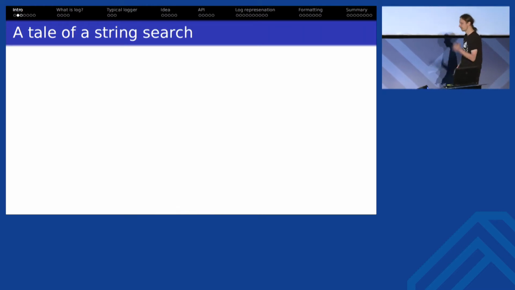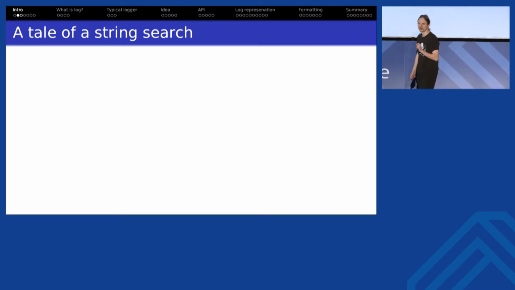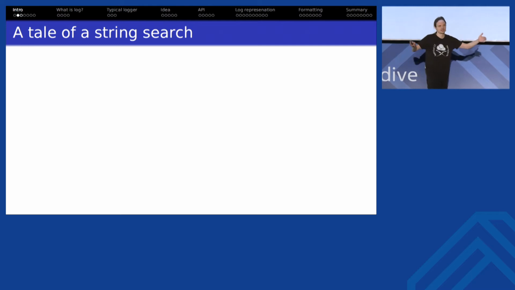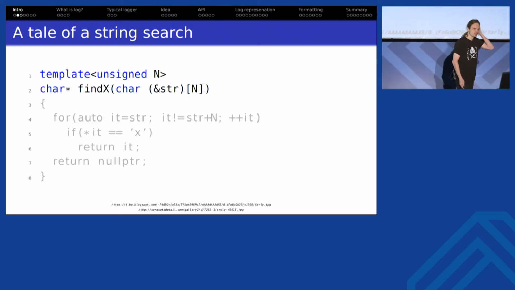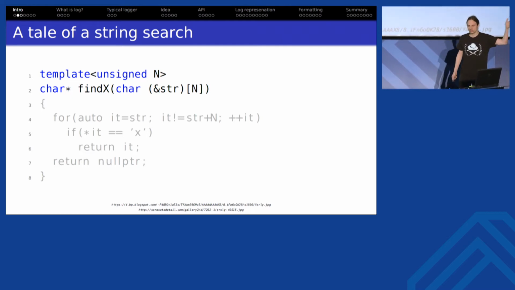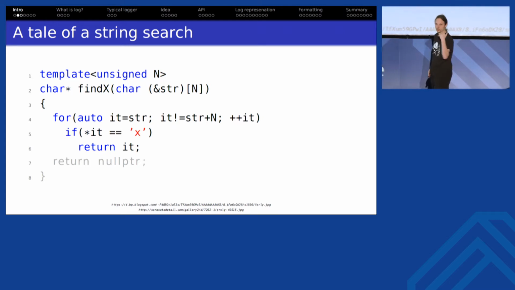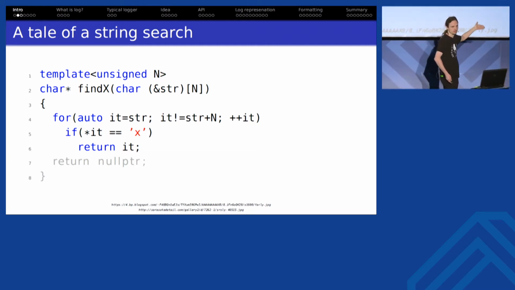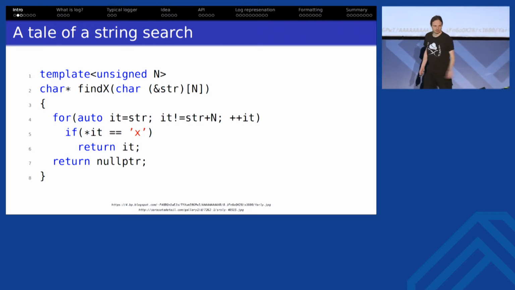Okay, before we jump into logging, let me give you an interesting tale of a character in a string. The task is fairly simple. A string is just a row of characters, and we are looking for a particular instance. The example implementation can look like this. We have a C string of known size, and we return a pointer to the location. We iterate over each and every character and check if it is X, the character we're looking for. If we find it, we return the pointer. Otherwise, we return a null pointer to indicate that we have not found anything.